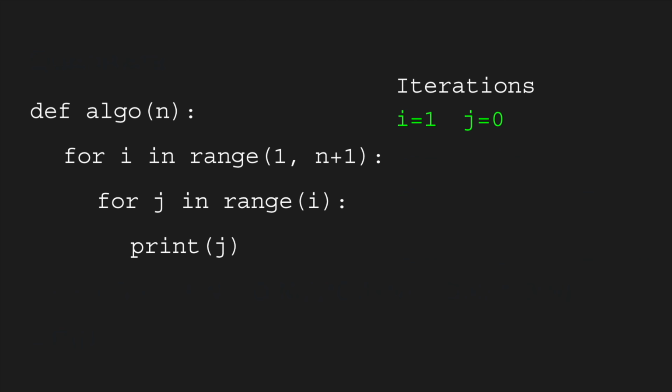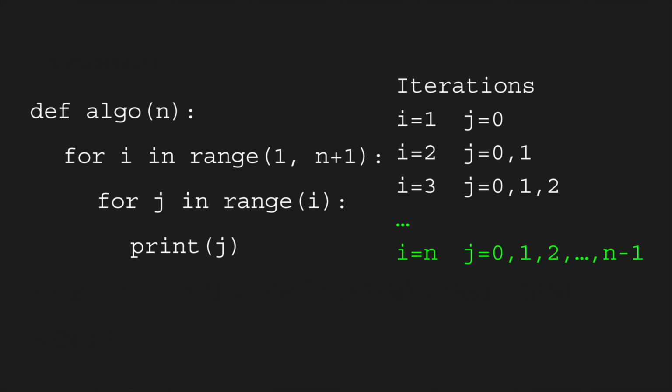In the next iteration of the loop, i is 2, and j is first 0, then 1. Then i is 3, and j is 0, 1, then 2. This pattern repeats itself until i equals n, and we print j from 0 to n minus 1. So in the first iteration, we're printing one number, and in the second iteration, we're printing two numbers, and so on and so forth until in the last iteration, we are printing n numbers. 1 plus 2 plus 3, etc. until we reach n is an arithmetic series.